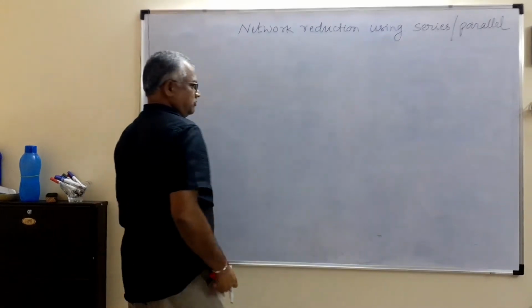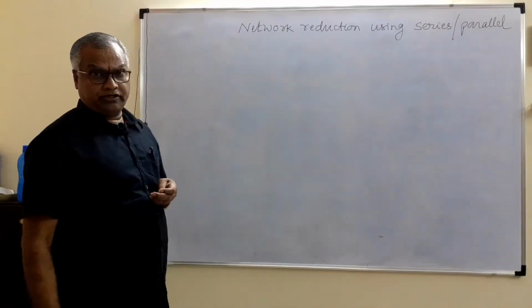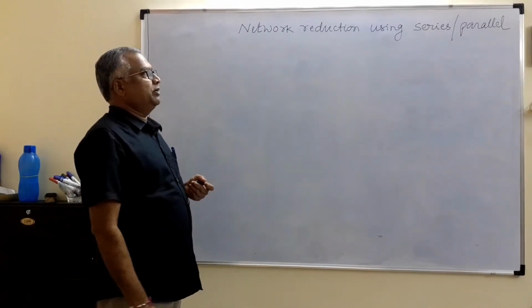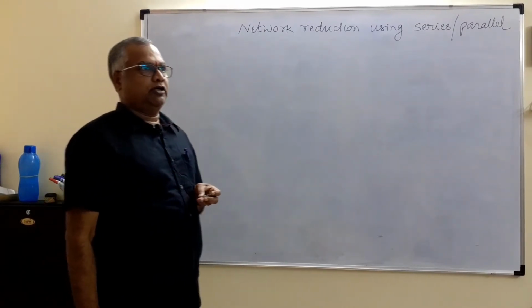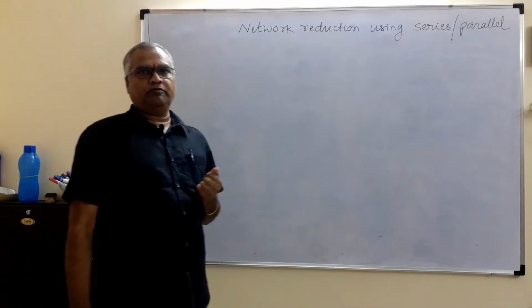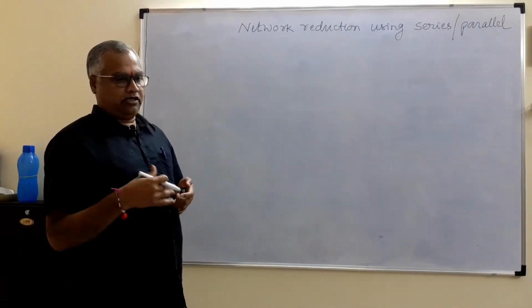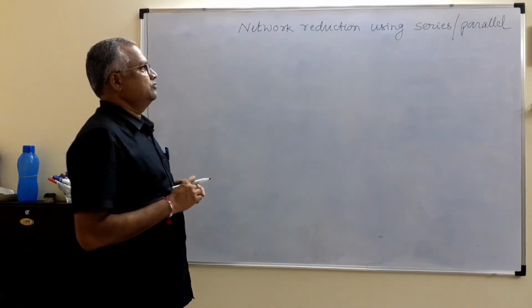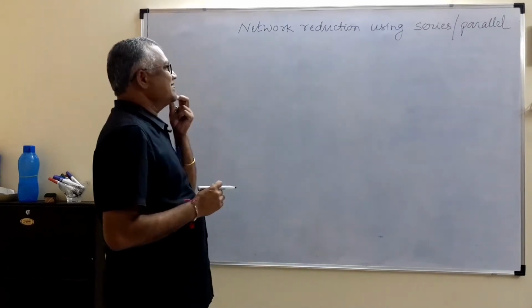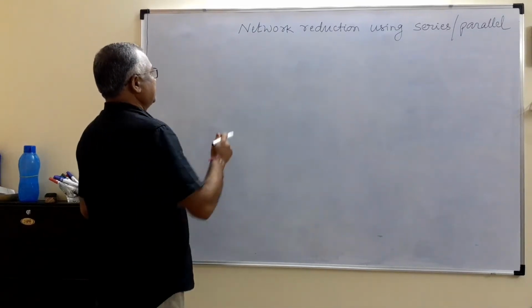So till now we are aware of what we mean by series and what we mean by parallel, but a network need not always be purely in series or parallel. It can be a series and parallel combination. So first of all, how do we understand series and parallel clearly?